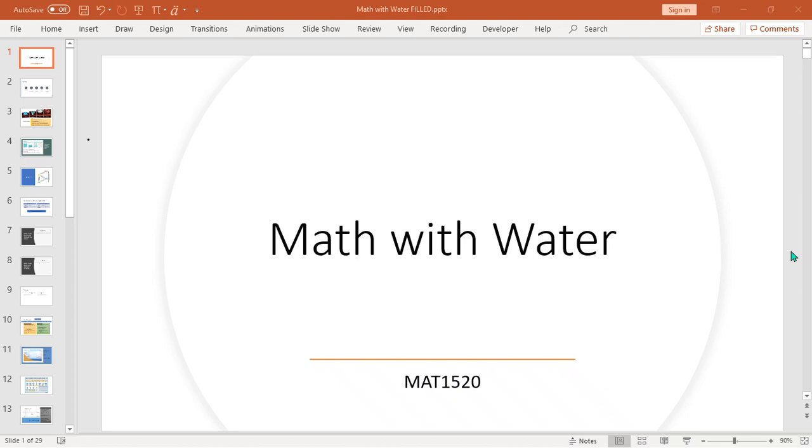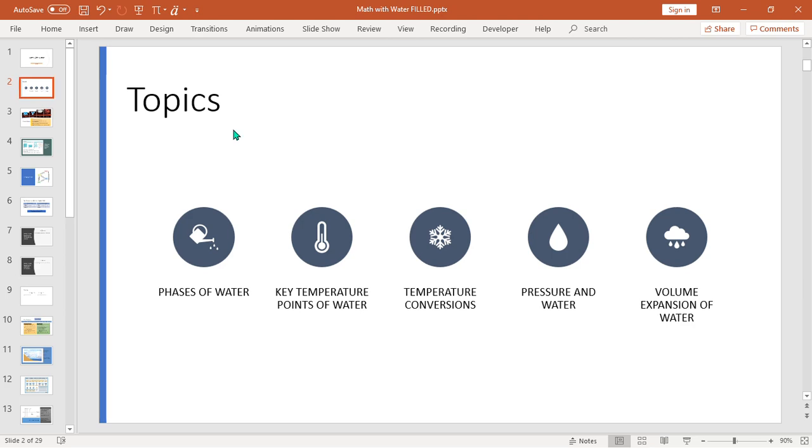This week's class, we're going to talk about math with water. So we're still talking about water, but we're going to be looking a bit more at the science of it and what calculations we can do that might be relevant to you. I'm going to cover the phases of water, key temperature points, how to convert between the temperature scales. We'll talk about pressure with water, and finally, volume expansion of water.